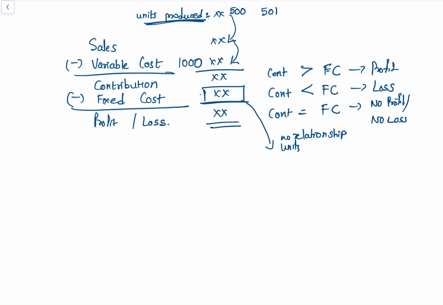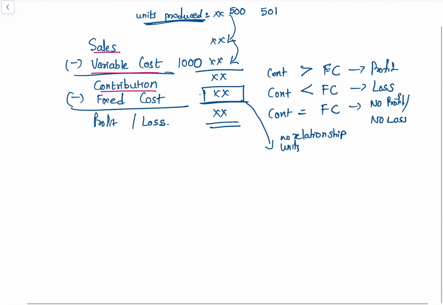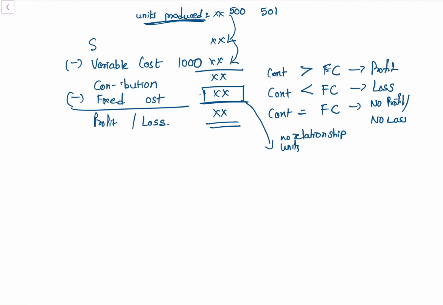Today we will understand the marginal costing basics. Marginal costing revolves around this format: sales less variable cost gives a contribution, from which if you subtract fixed cost it will give you profit or loss.